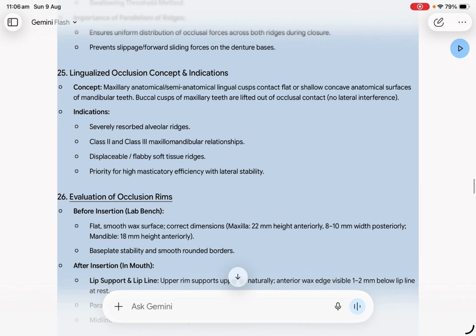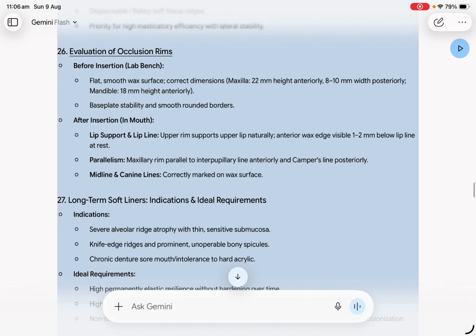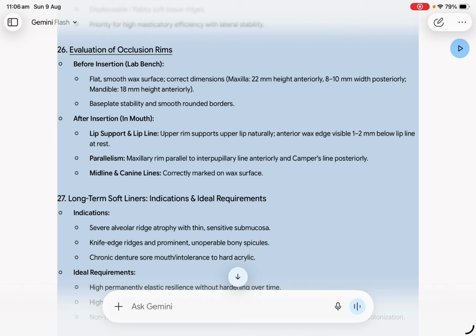26. Evaluation of occlusion rims. Before insertion, on the lab bench, on a flat, smooth wax surface. Correct dimensions: maxilla, 22 mm height anteriorly, 8-10 mm width posteriorly. Mandible, 18 mm height anteriorly. Check basiplate stability and smooth rounded borders.